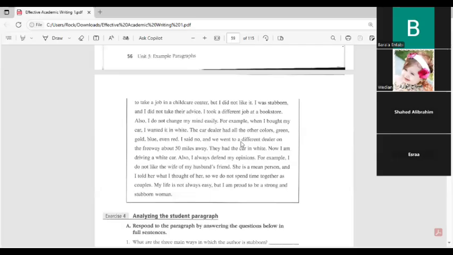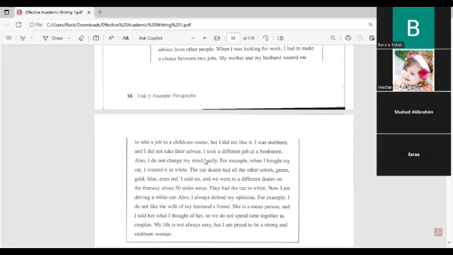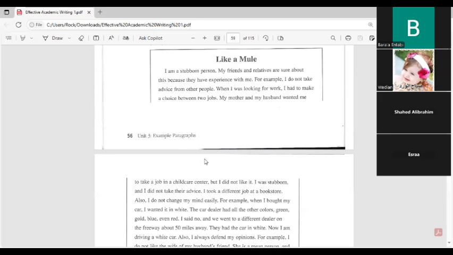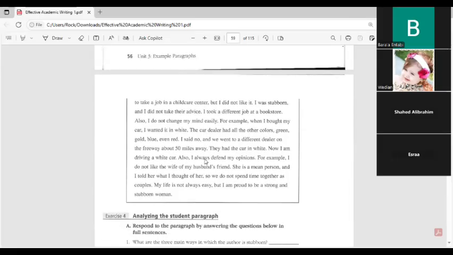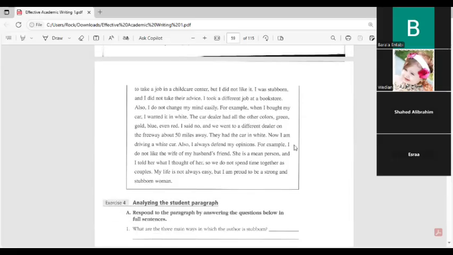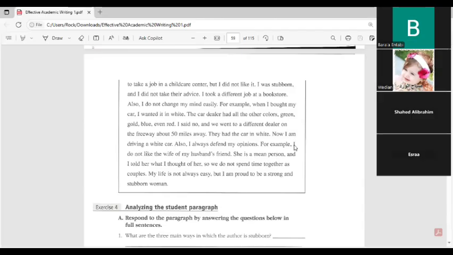So this woman in this paragraph is talking about herself, that she's a stubborn person, and I think being stubborn is not good all the time. Sometimes you need to be a little bit stubborn, but not all the time. In some positions, not everything. Yes, it depends.